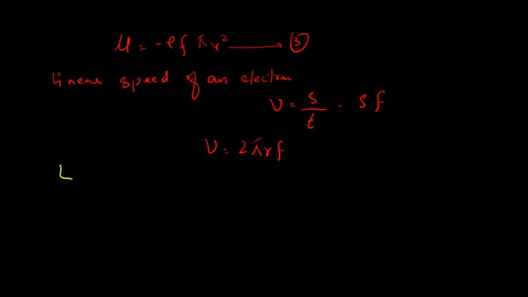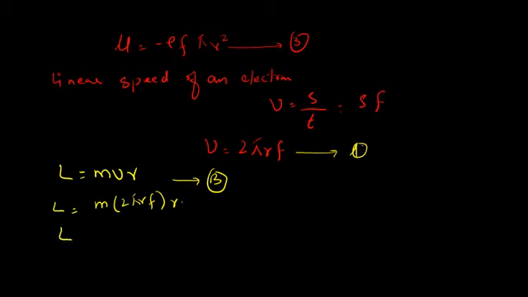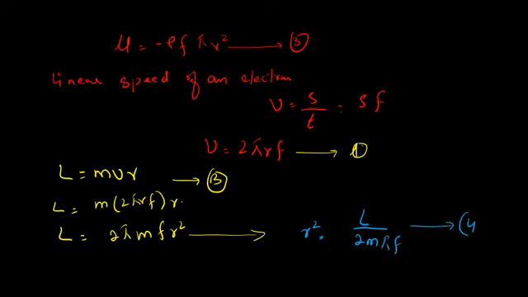Now the angular momentum L is mvr. Putting the value of V from equation A into equation B, L will be equal to m times 2 pi r F times r, so the angular momentum L will be equal to 2 pi m F r squared. From here we can separate the value of r squared. So r squared will be equal to L over 2 m pi F. This is our equation number 4.